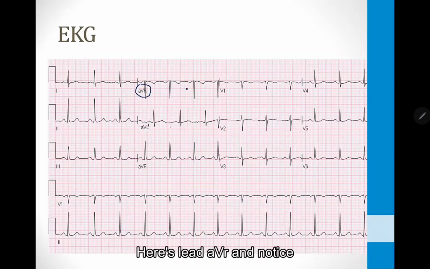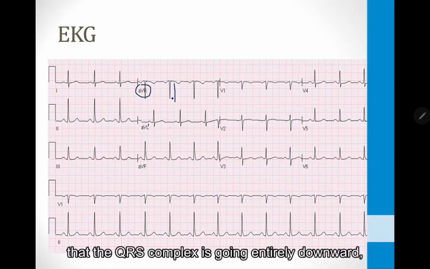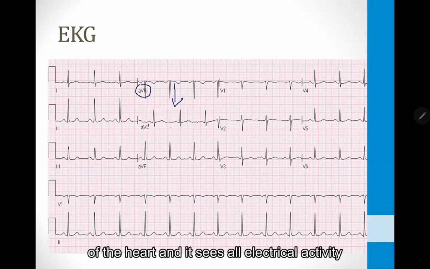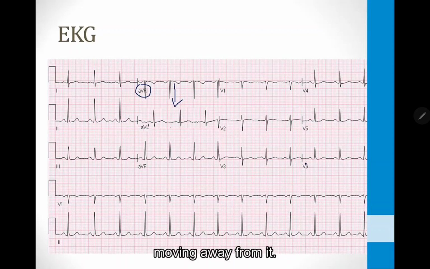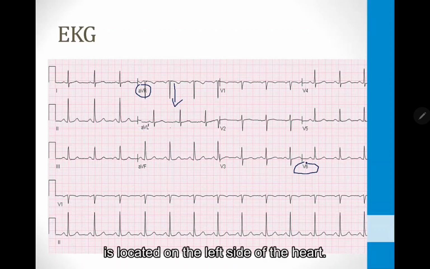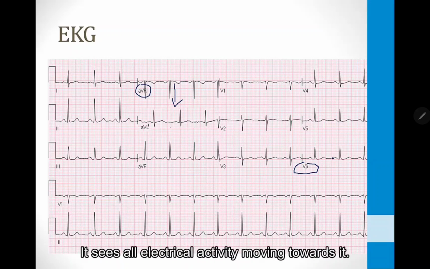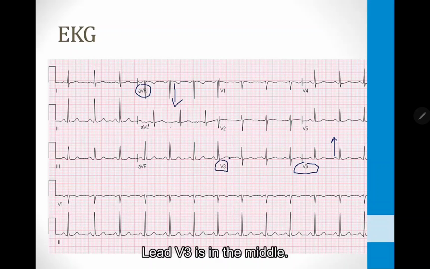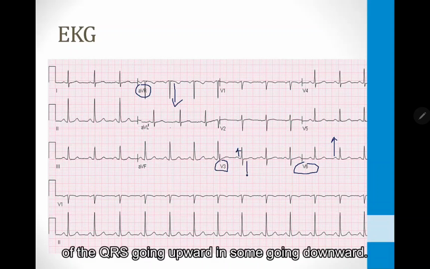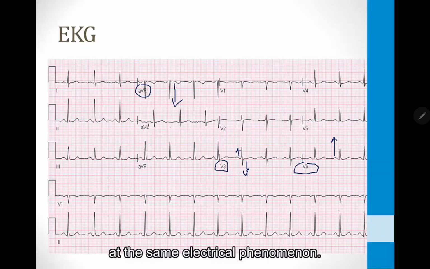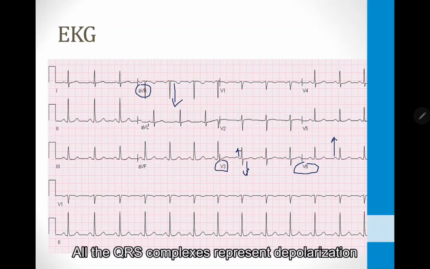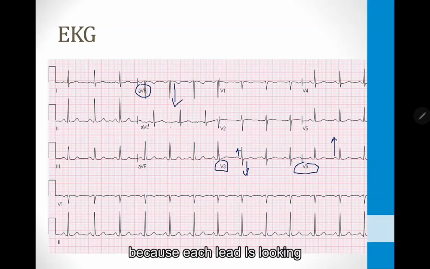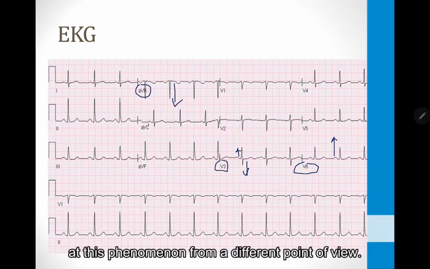So now let's look at a normal 12-lead EKG and see if we can make sense of it. Here's lead AVR, and notice that the QRS complex is going entirely downward. That's because lead AVR is positioned on the right side of the heart, and it sees all electrical activity moving away from it. Lead V6, on the other hand, is located on the left side of the heart. It sees all electrical activity moving towards it, therefore the QRS complex is entirely upward. Lead V3 is in the middle, and so it has some of the QRS going upward and some going downward. So all of these leads are looking at the same electrical phenomena. All the QRS complexes represent depolarization of the same ventricle, but they look different because each lead is looking at this phenomena from a different point of view.